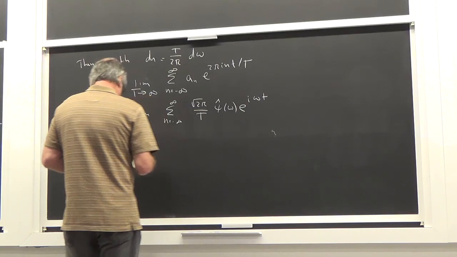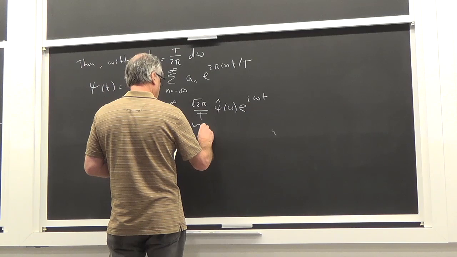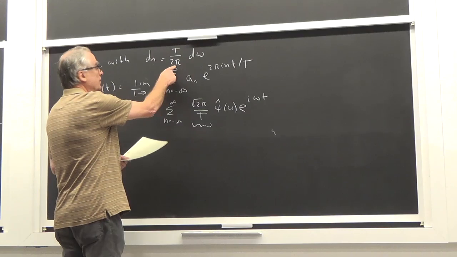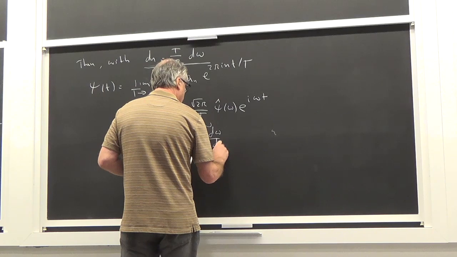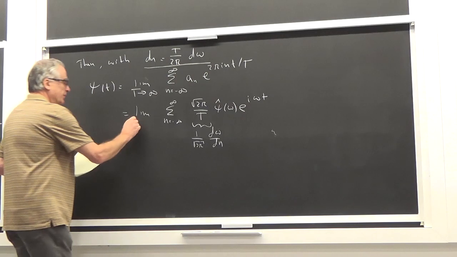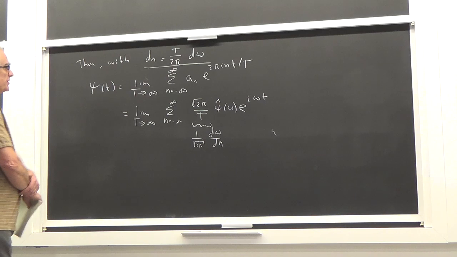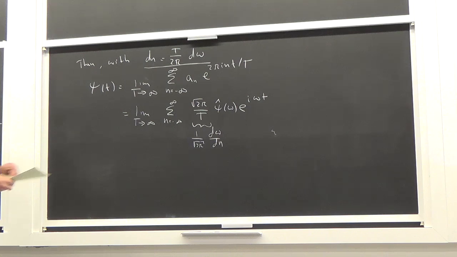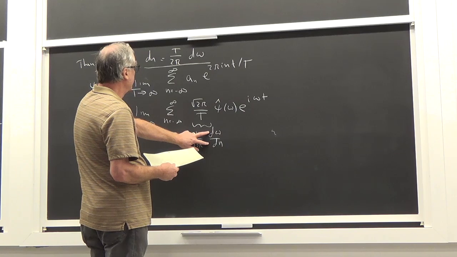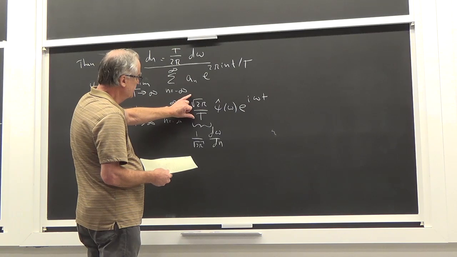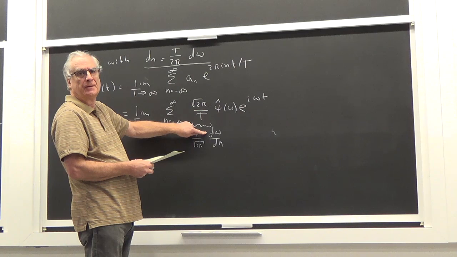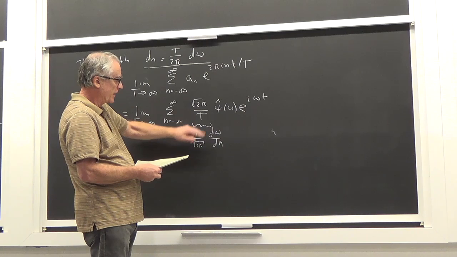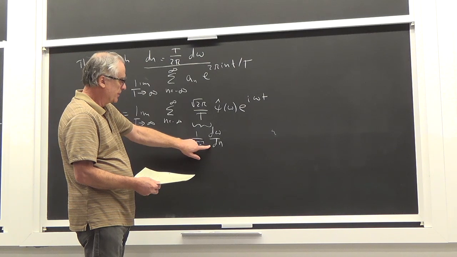So this square root of 2 pi over T, I can look up at the expression I wrote here and rewrite this as 1 over square root of 2 pi times d omega by dn. And this is in the limit as capital T goes to infinity. With d omega by dn being this, in that limit this is going to 0, dn is equal to 1, so that limit corresponds to d omega going to 0. So I'm taking the limit, and I could have written this as delta omega for delta n, but delta n is 1, and delta omega goes to an infinitesimal, which I call d omega.